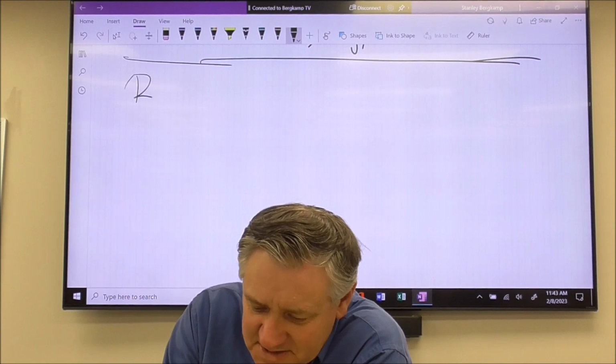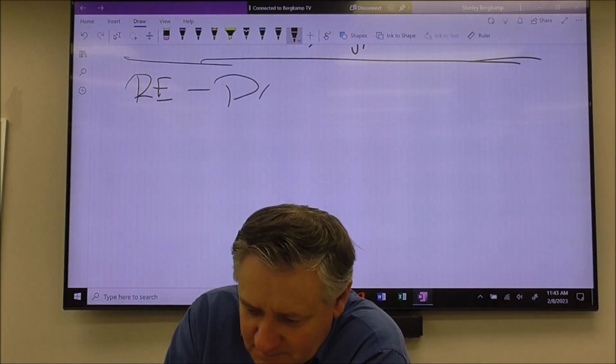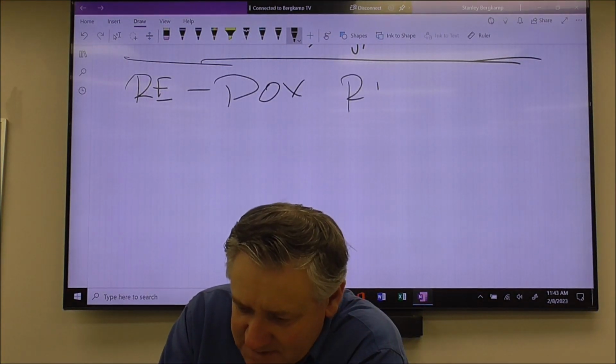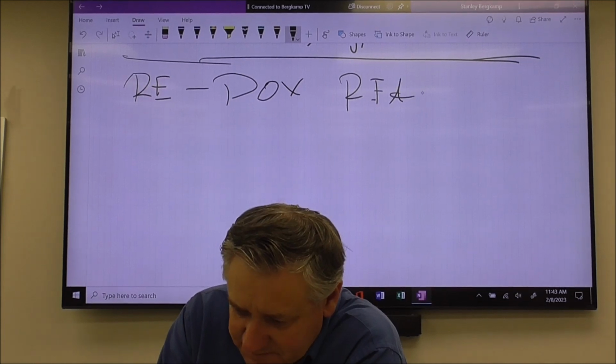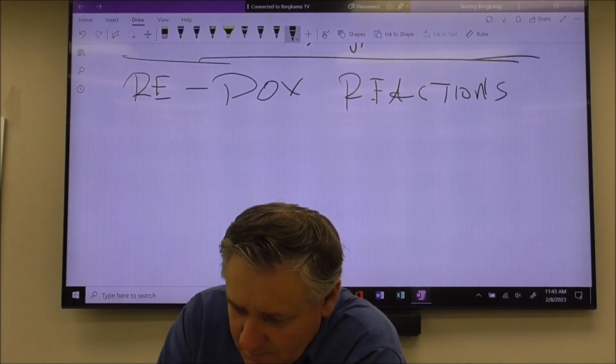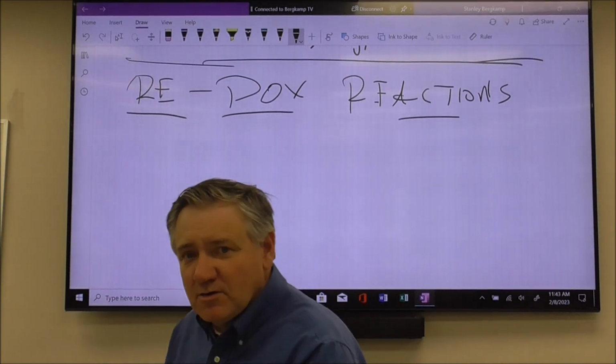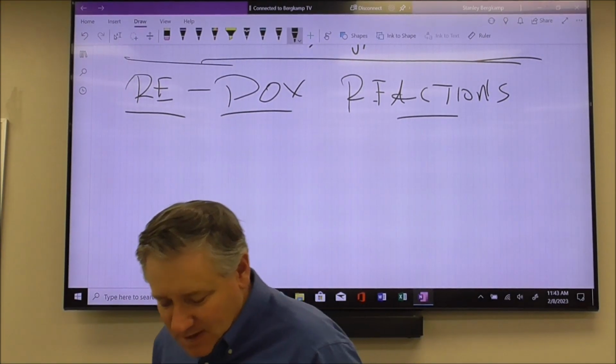So here's the next big unit, and that's redox reactions. Okay. I like this one.